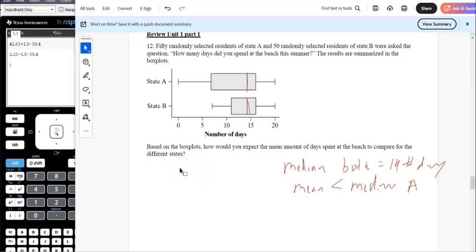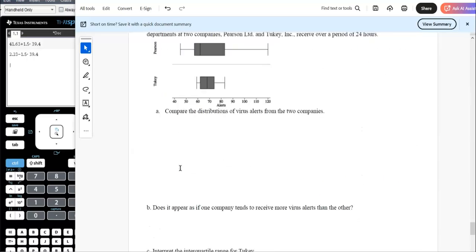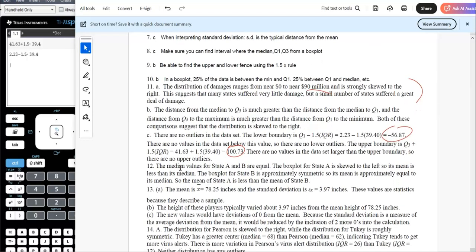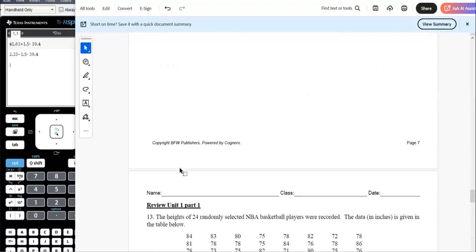So to answer the question, because of all that, the mean for state A is smaller than the mean for state B because that one's not as skewed, right? It's not going to be as out there. Let's see what they said for 12. Median values for state A and B are equal. The box plot for state A is skewed to the left, so its mean is less than the median. The box plot for B is approximately symmetric, so mean is approximately equal to the median. So the mean of state A is way less than the mean of state B. I agree. Very good.